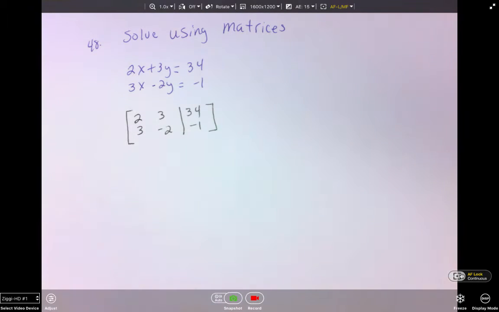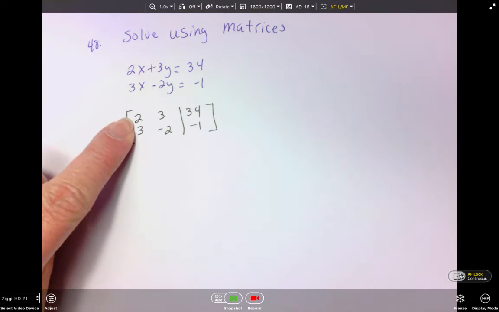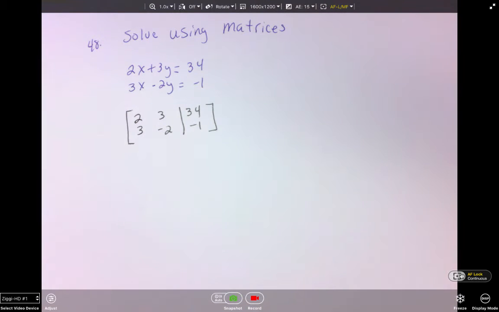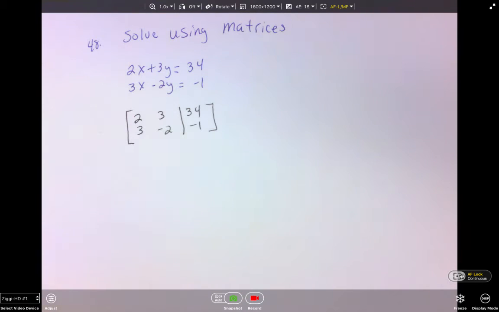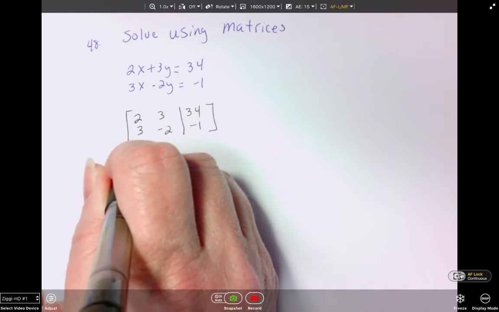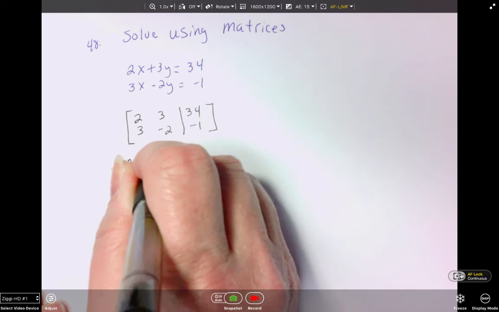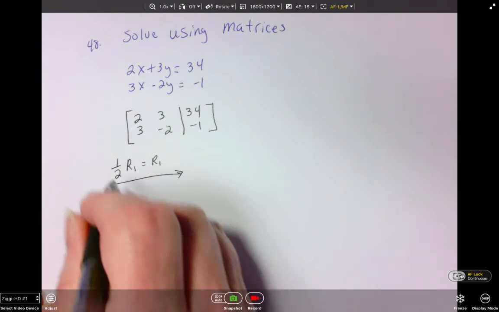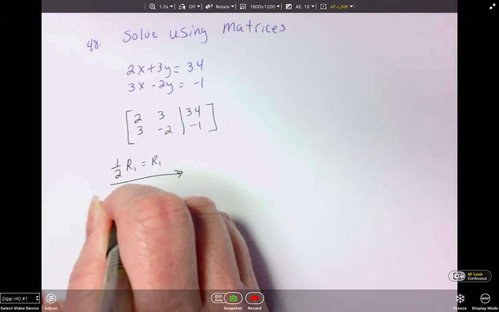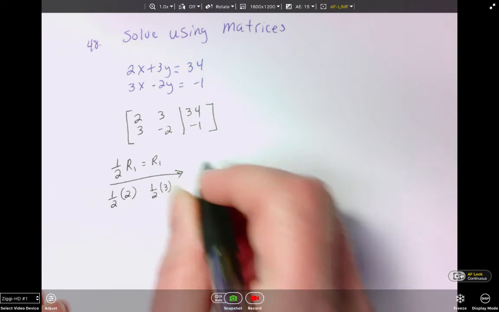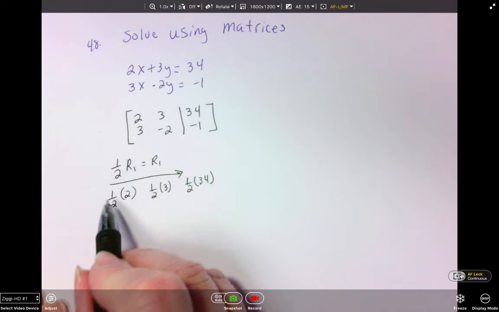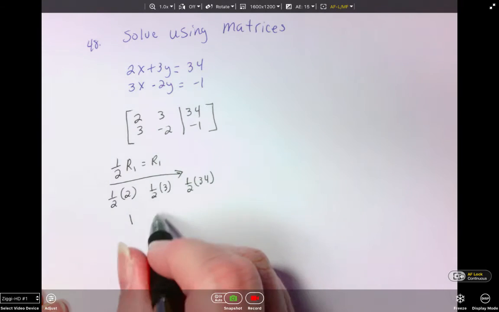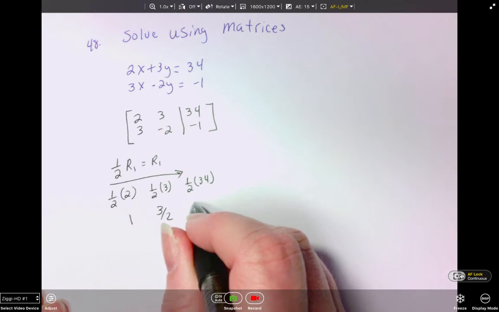Now we want to remember our goal, and our goal is to get a 1 up here in the top corner. So to get 1, what do we need to do to 2 to get 1? Well, if we divide it by 2, we would get 1, but in matrices we don't divide, we multiply. So we're going to take 1/2 times row 1, and that'll equal our new row 1. So that means I'm going to have 1/2 times 2, 1/2 times 3, and 1/2 times 34. So that's going to get me a 1. This will get me 3/2, and this will get me 17.